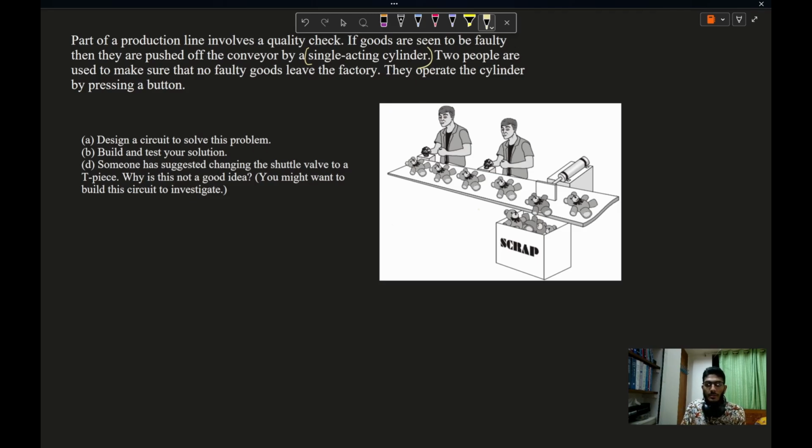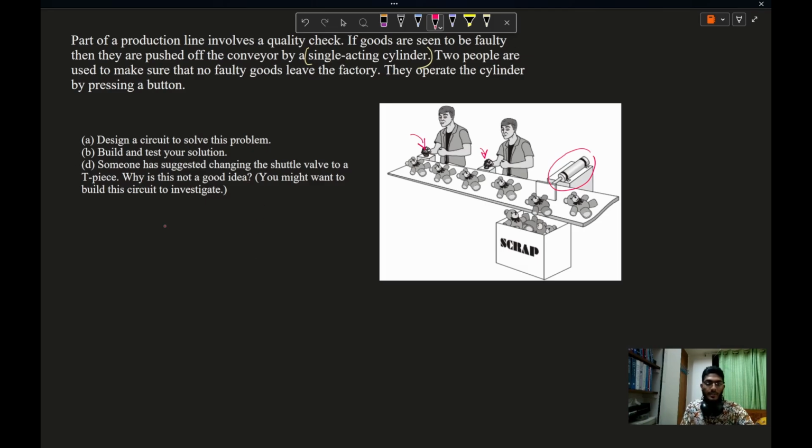Here in the picture, you can see this is a single acting cylinder and we have two inputs here. If either one of them pushes the button, then the goods will be discarded. It will fall into the scrap bin. This problem can be solved by using OR logic. If any input is 1, then the output will always be 1. If both inputs are 0, then the output will be 0.